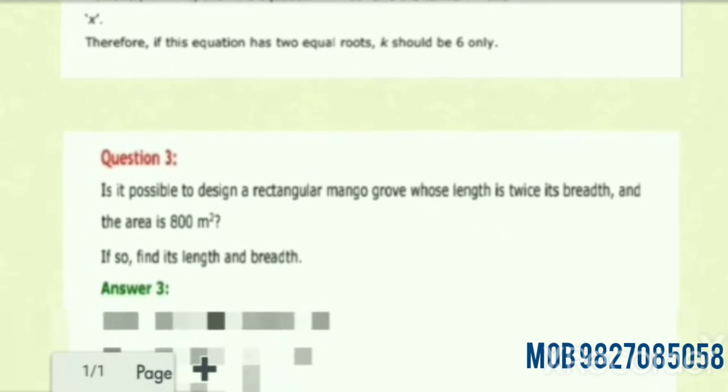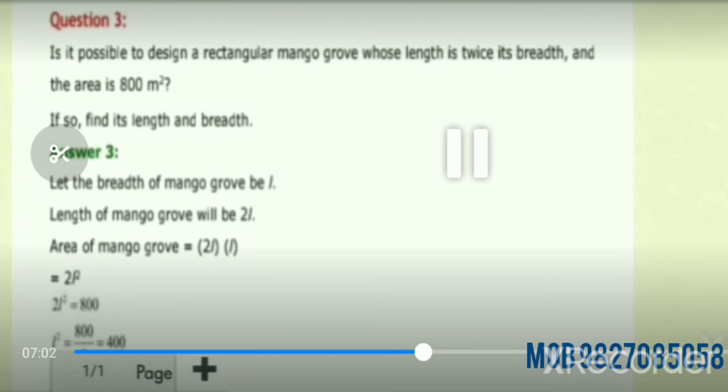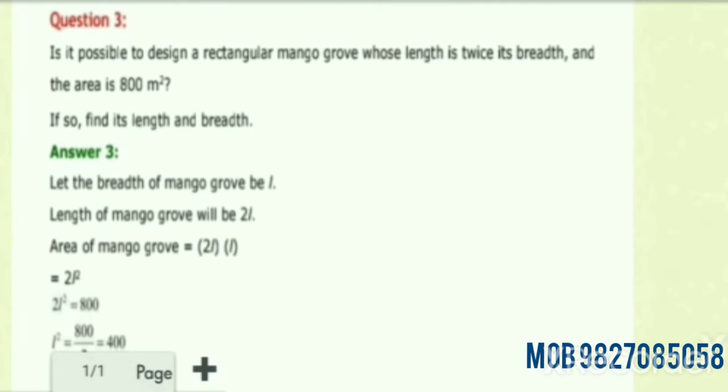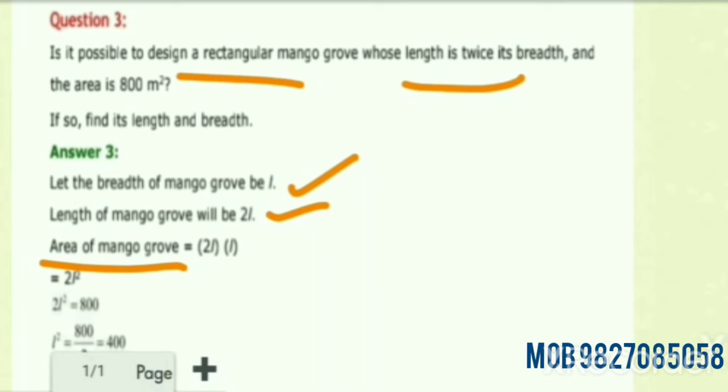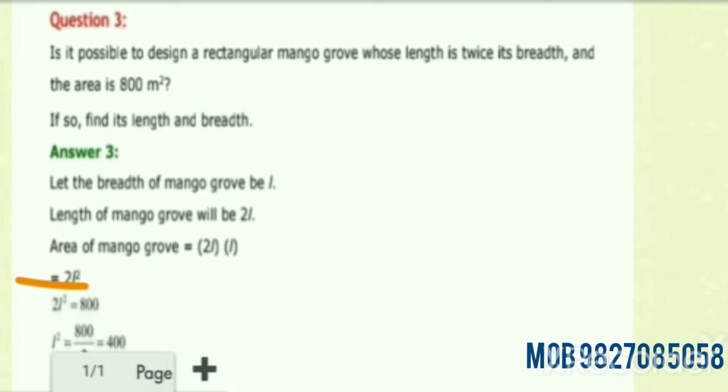Now question number 3. It is possible to design a rectangular mango grove whose length is twice the breadth. Firstly, let the breadth be x, or we can take L, and the length will be twice, meaning 2x. The area of the mango grove is a rectangle, so area is equal to length into breadth, L into B. So we easily got the area of the mango grove as 2L square. But here the given area is 800. Find the length and breadth.